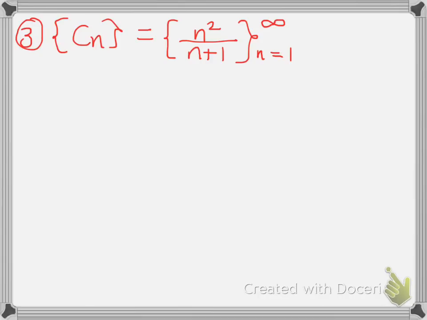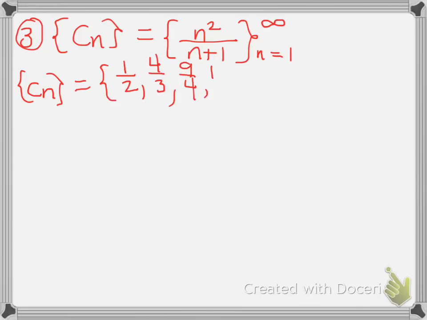So this last example, again, we're determining whether the sequence is bounded, so we have to check whether it's bounded above and below. Again, we're going to look at some terms. You don't always have to do this, but it's nice to see what's going on with the terms. Here n starts from 1 again, so the first term is 1/2, then 4/3, then 9/4, then 16/5, and so on.